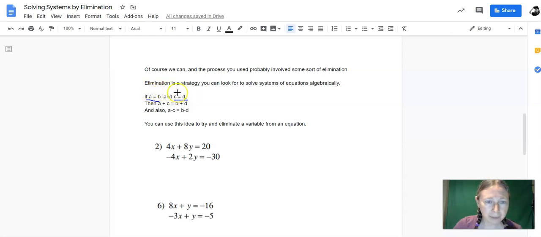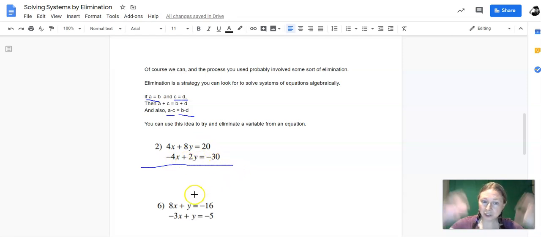So I could do A minus C and I could do B minus D, and I still have a true statement because A and B are equal and C and D are equal. Just like we solved with the picture problems, it just kind of frames it algebraically. So let's take a look, for example, at some of these algebraic situations that we can solve using elimination. Here's a situation: 4x plus 8y equals 20, and negative 4x plus 2y equals negative 30. So this first side is equal to that side, this side is equal to this side.